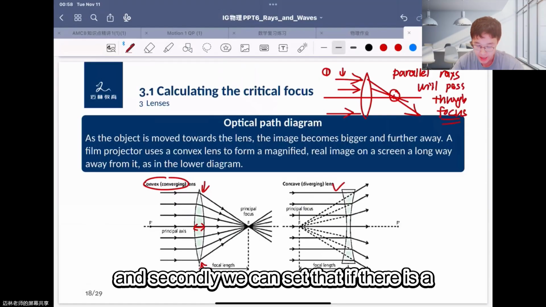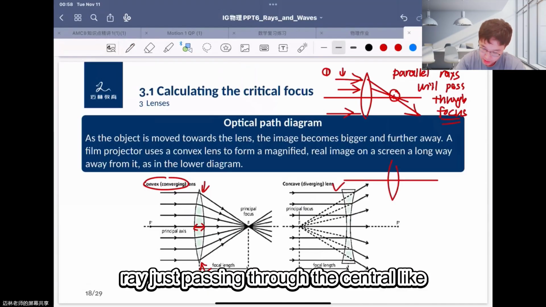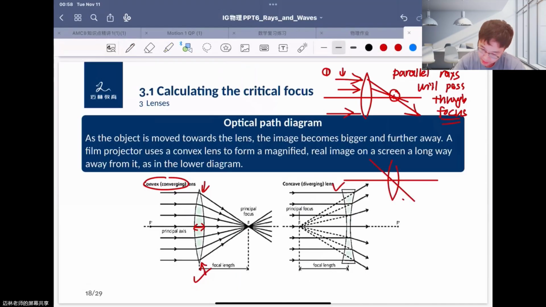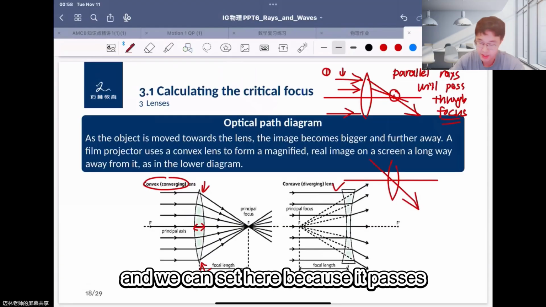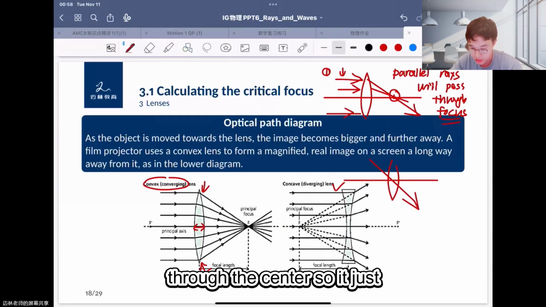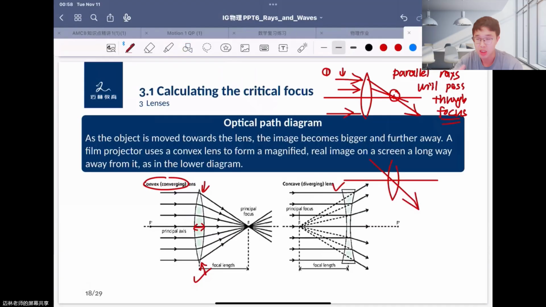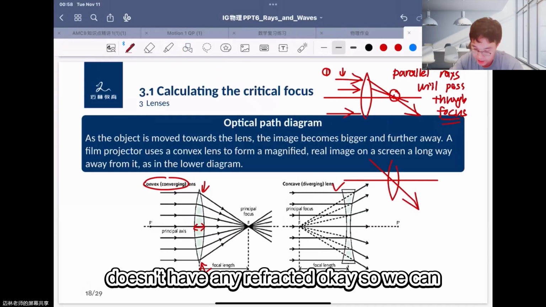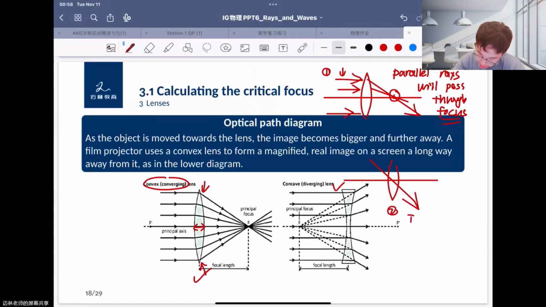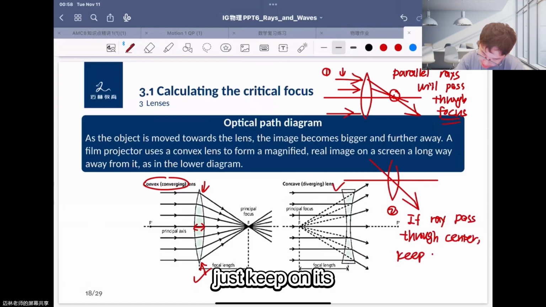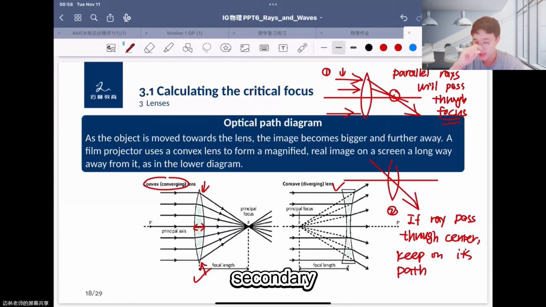Okay, and secondly, if a ray passes through the center like this way, because it passes through the center, it doesn't get refracted. So the second property is: if the ray passes through the center, it just keeps on its path. This is the second property.